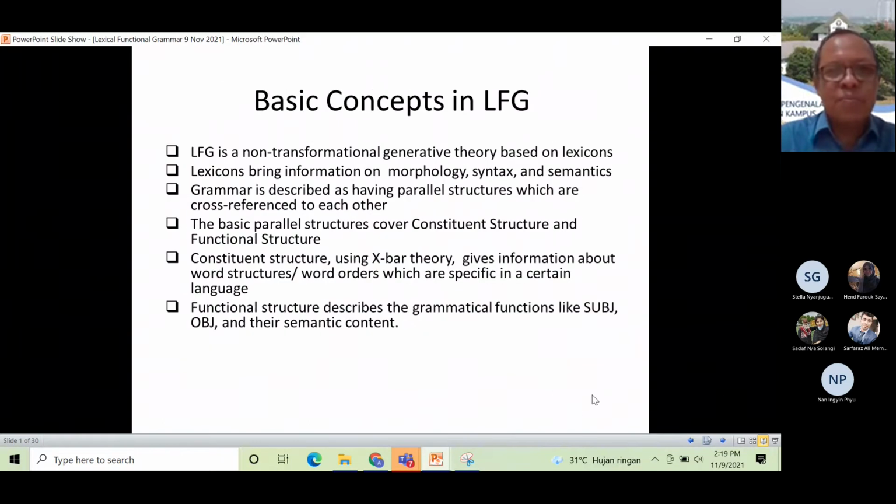Right, so what are the basic concepts in LFG? This is a theory of grammar. What are the basic concepts? The first one: LFG is a non-transformational generative grammar, or generative theory, based on lexicons. Lexical functional grammar. So the basis is lexicons. Why is the basis here the lexicon? Because lexicons bring information on morphology, syntax, and semantics. So lexicons actually bring this information.